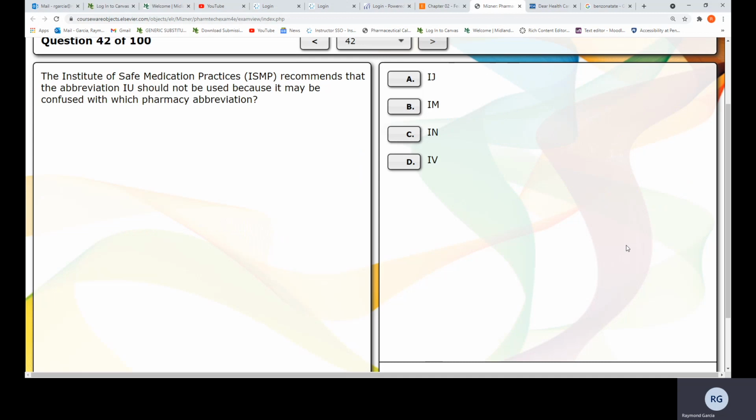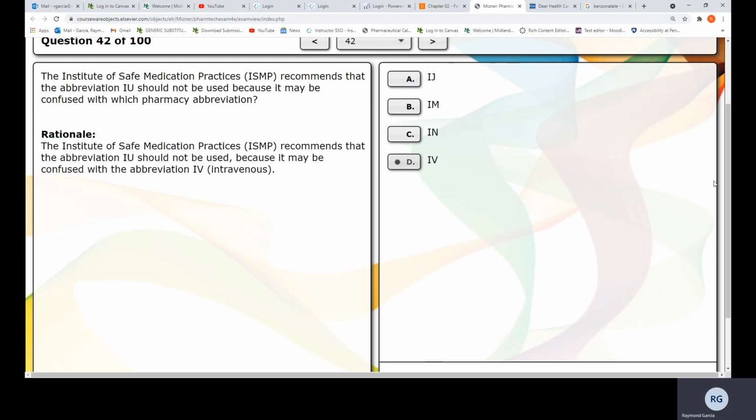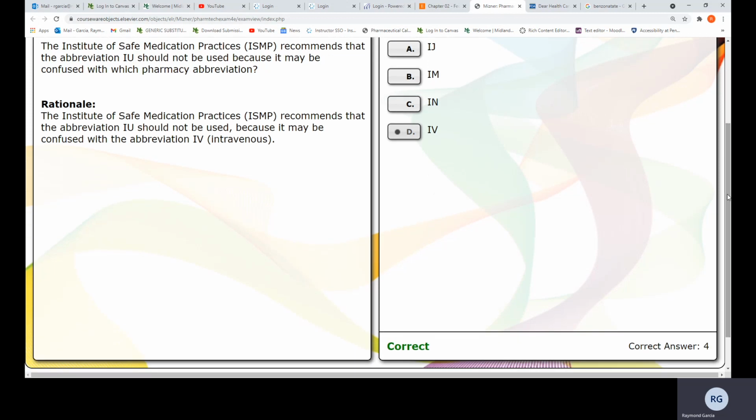The Institute for Safe Medication Practices, ISMP, recommends that the abbreviation IU should not be used because it may be confused with a pharmacy abbreviation. D, IV. That would be the most logical because they kind of look the same.